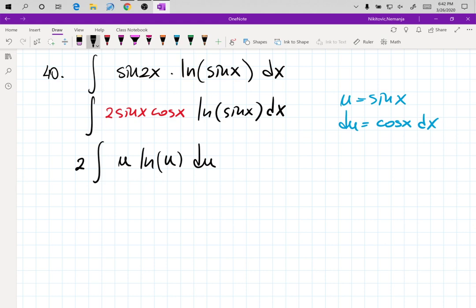And now it's just a basic by parts. So it was trig identity that helps us use basic u sub, and now we can do by parts to deal with the ln u. You might have memorized that part, I don't know, but it's still possible.